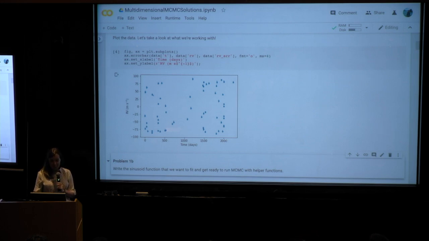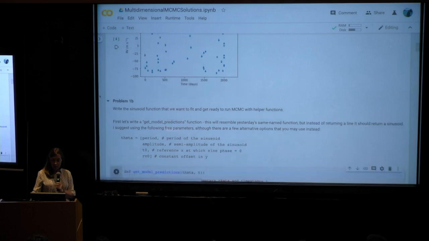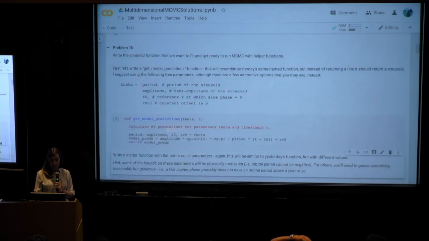So if we just take a little look at the data, this is useful to plot because you can see that it's not a super long period planet. You don't see really coherent curvature or anything. And you can get some sense of the amplitude of the signal here, which is going to come in handy in a second. So we're going to write this sinusoid function.